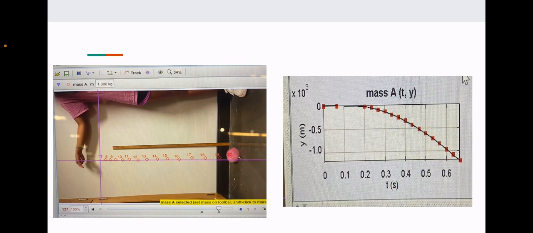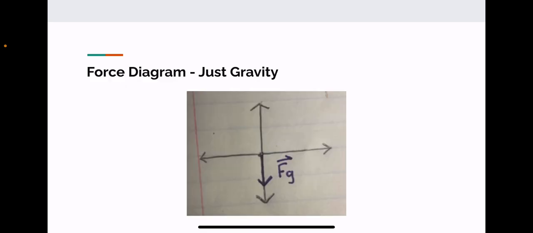This produced the position versus time graph seen on the right. Because the graph isn't linear, we know that velocity wasn't constant and the object experienced acceleration and a non-zero net force. Here's a diagram to help show the net force on the object when only gravity is considered.